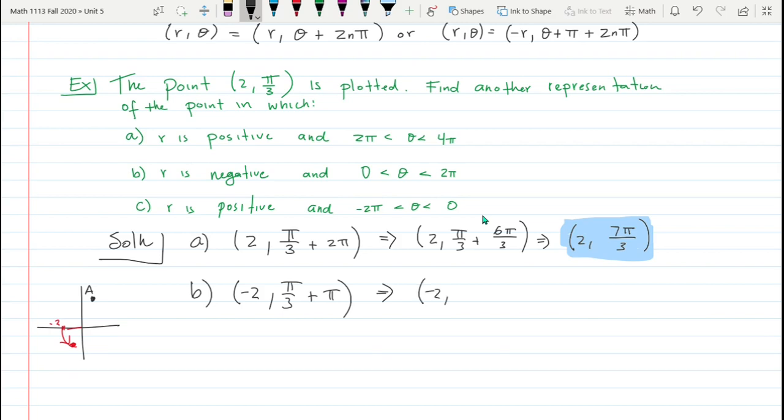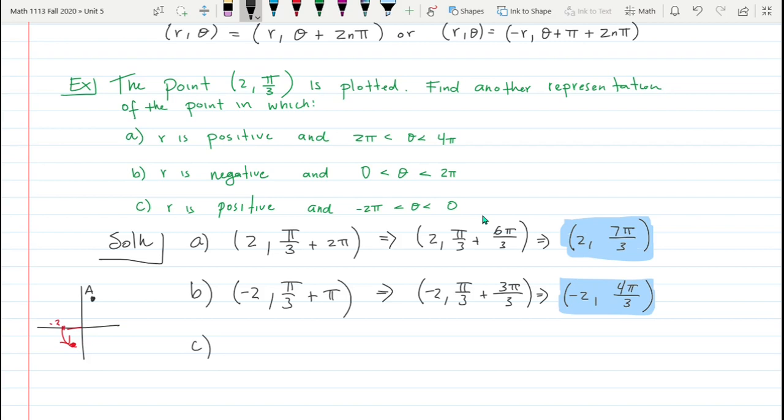Negative 2, comma, and then this would be pi over 3, and we need a common denominator, so 3 pi over 3. This is going to be negative 2, comma, 4 pi over 3. So notice how we have now two different representations for the original point given, but they are still the same point, right? If we were to graph this, it would land us on the same point.